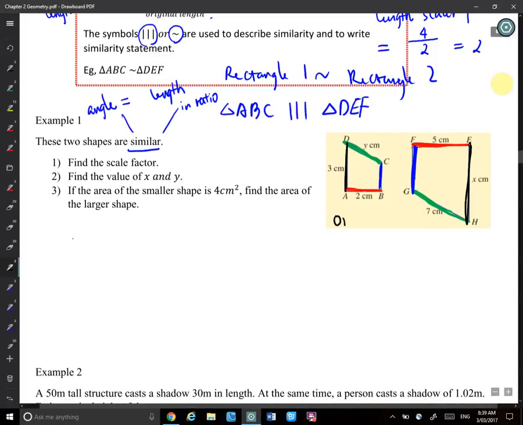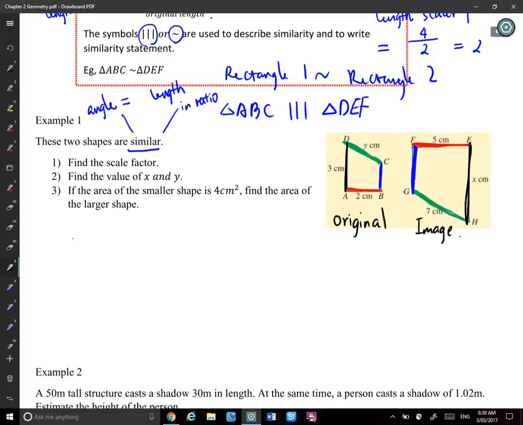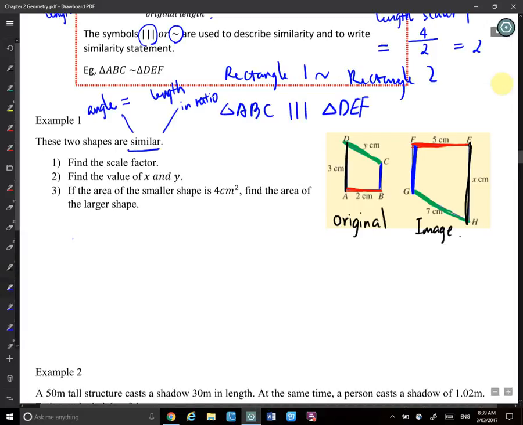It's very inconvenient if I'm not giving you which is original. Let's say that's the original one, and then that must be the image. I should put this information on for you: original one and image. So number 1 is scale length. The scalar length factor equals the image over the original.